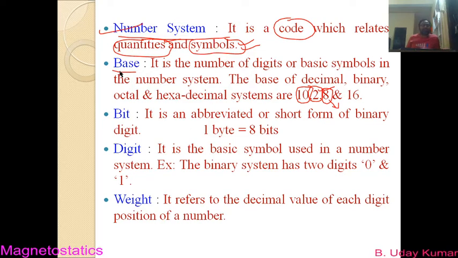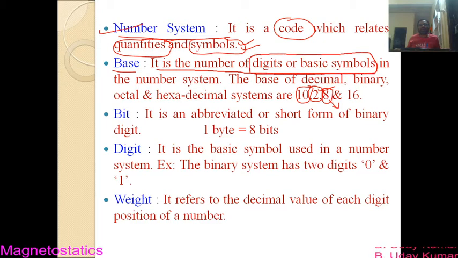And I hope you understood the definition of base. Remember, base is nothing but the number of digits or basic symbols in a number system. So different number systems will have different bases. The decimal system will have 10, binary will have 2, octal will have 8, and hexadecimal will have 16 basic symbols, and that number is nothing but the base here.